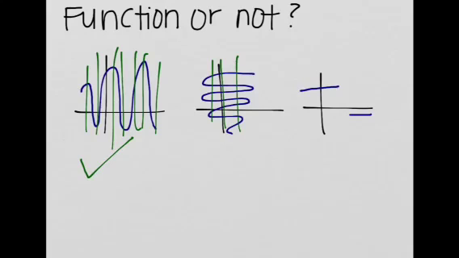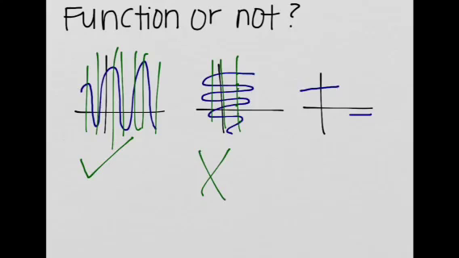Well, when I do it for the second one, there is certainly more than one intersection point. Say, for example, in this line, there's 1, 2, 3, 4, 5, 6, 7. So this is not a function.